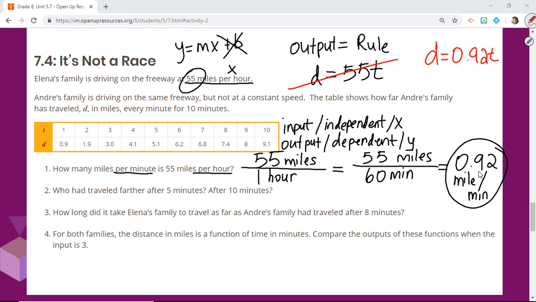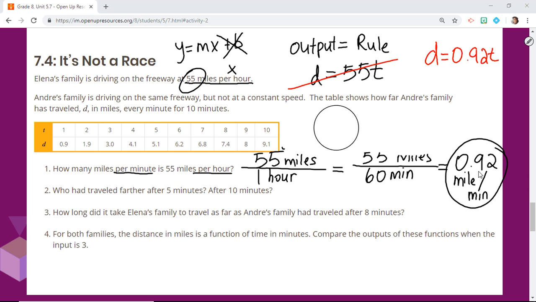Okay? All right, so question 2. Who had traveled further after 5 minutes? And then they want to know after 10 minutes. So I'm going to go ahead and get rid of our notes about the input output, because we know that already. It's like I erased too much. All right, so who's traveled further after 5 minutes?